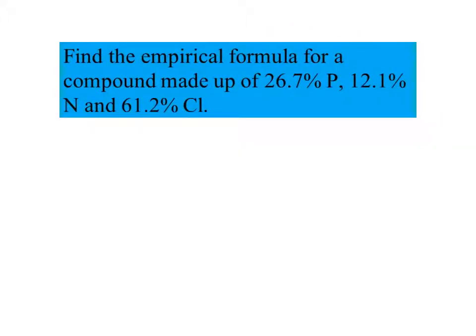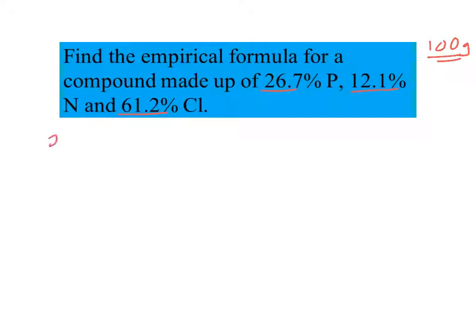Okay, and our last example for empirical formulas, it says find the empirical formula for a compound made up of 26.7% phosphorus, 12.1% nitrogen, and 61.2% chlorine. So I'm going to follow my 4-step process once again. First things first, percent to mass. So I'm going to take these percentages and I'm going to turn them into grams. And I'm using 100 grams for my basis. That's okay to do. And I will do that.